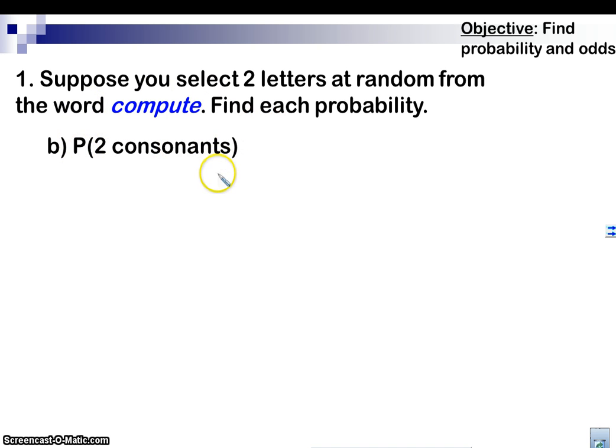So let's take a look at another one. How about two consonants? Well, how many consonants do we have? 1, 2, 3, 4. So I'm going to do 4, and I'm going to choose 2 of them.